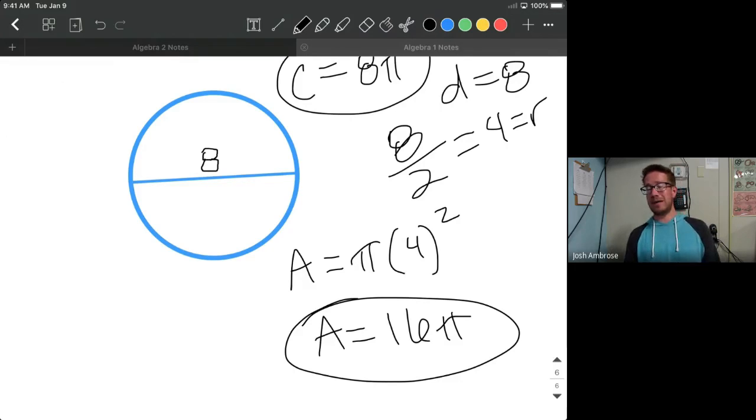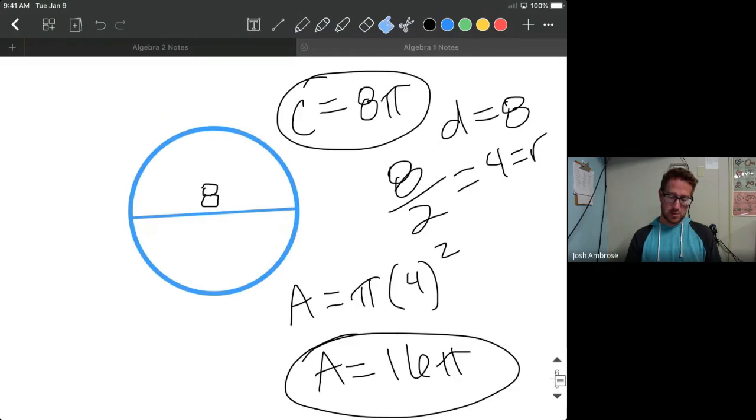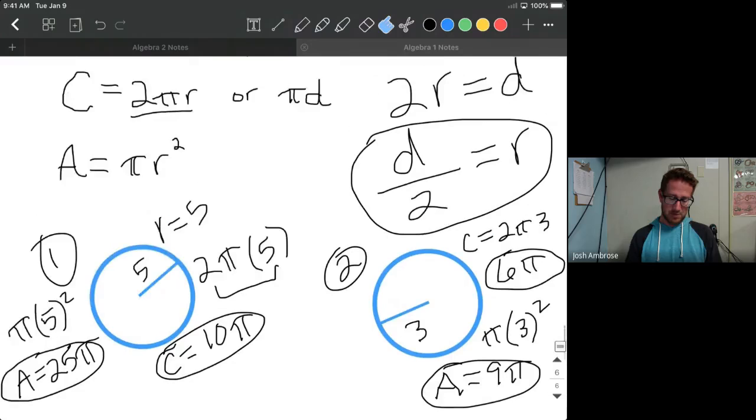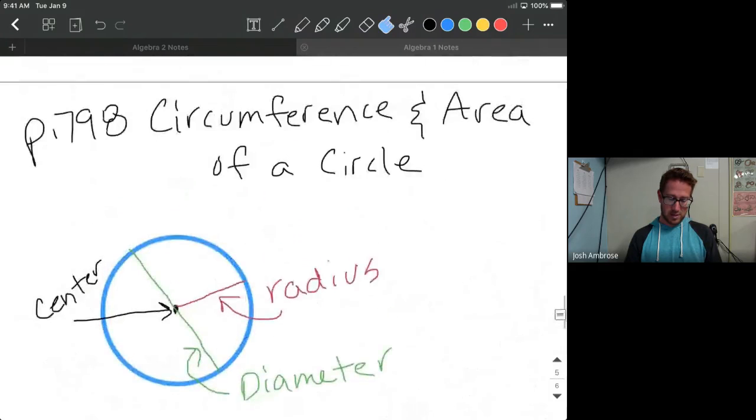I know that pi looked a little bit funky. Sorry about that. Okay, that covers us. All right, simple enough. That is your notes for circumference and area of a circle. All right, take a look. That's the last example problem. There's the first 2 example problems. There's our top page of notes.